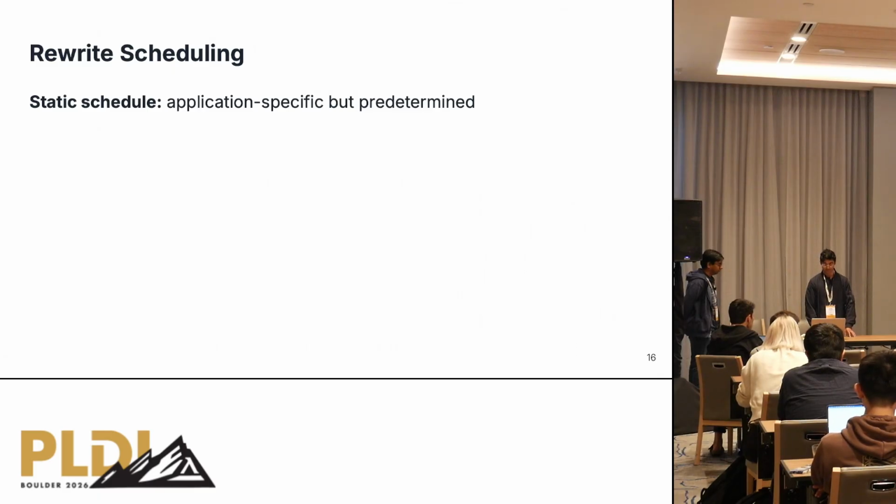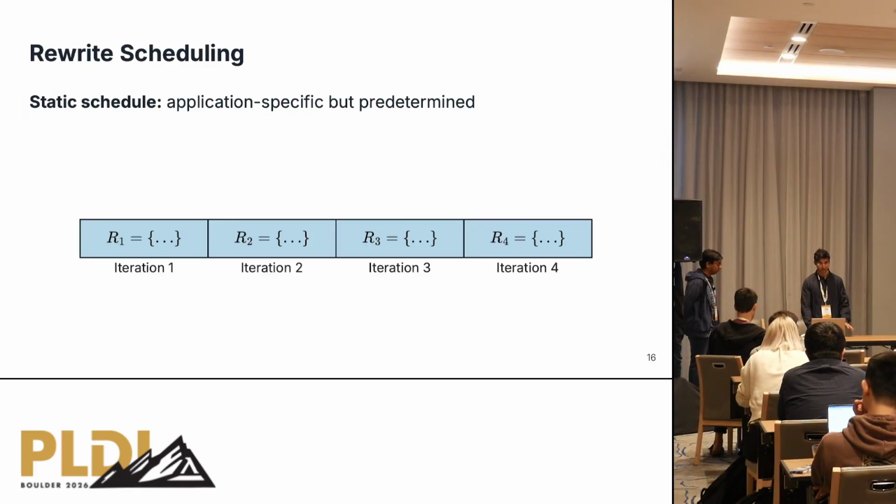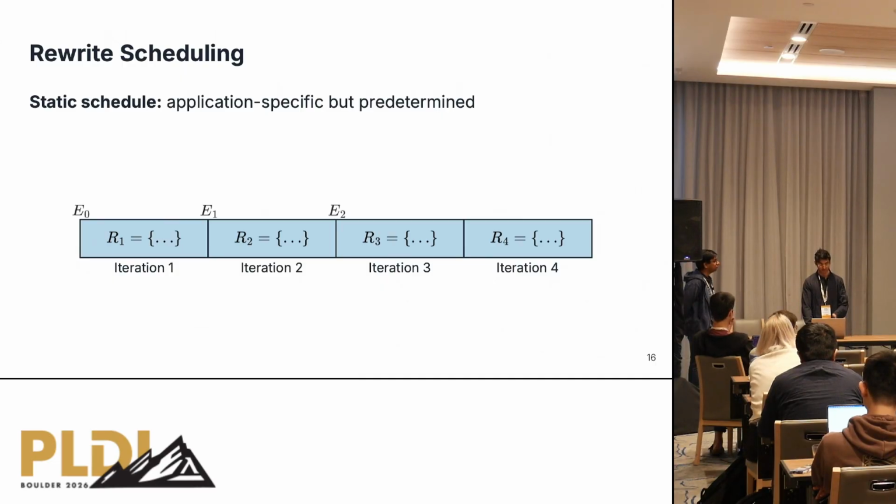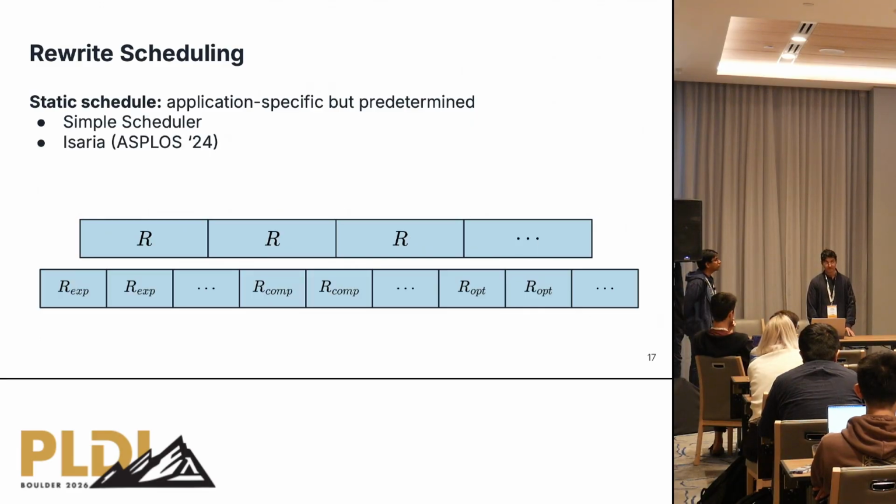First is static scheduling, where the scheduler determines the schedule ahead of time without seeing any specific input expression. So once the scheduler decides on a schedule, it's fixed and will be used for whatever input expression is fed in. So this schedule would be decided ahead of time, and then for any E-graph that comes in, you then apply these rewrites to get the E-graphs. Examples of static schedulers include simple scheduler, which just applies all rewrites at every iteration, and also Isaria, which consists of 3 phases with different subset of rewrites in each phase.